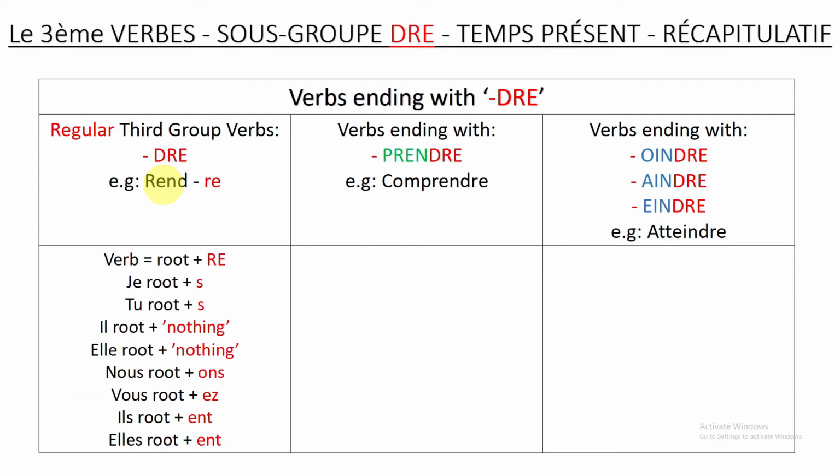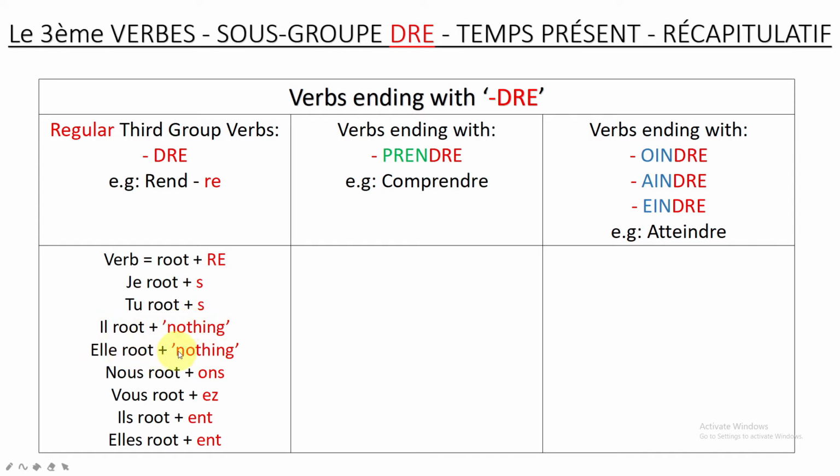So let's start with the first one. We'll take a verb. Whenever we need to conjugate the regular third group verbs, here is how we are going to do it. The verb is equal to the root plus RE. To get the root of the verb, I'm going to remove RE. Now for je, I'll remove the RE and I'll put S. For tu, you remove RE, you put S. For il, you add nothing.